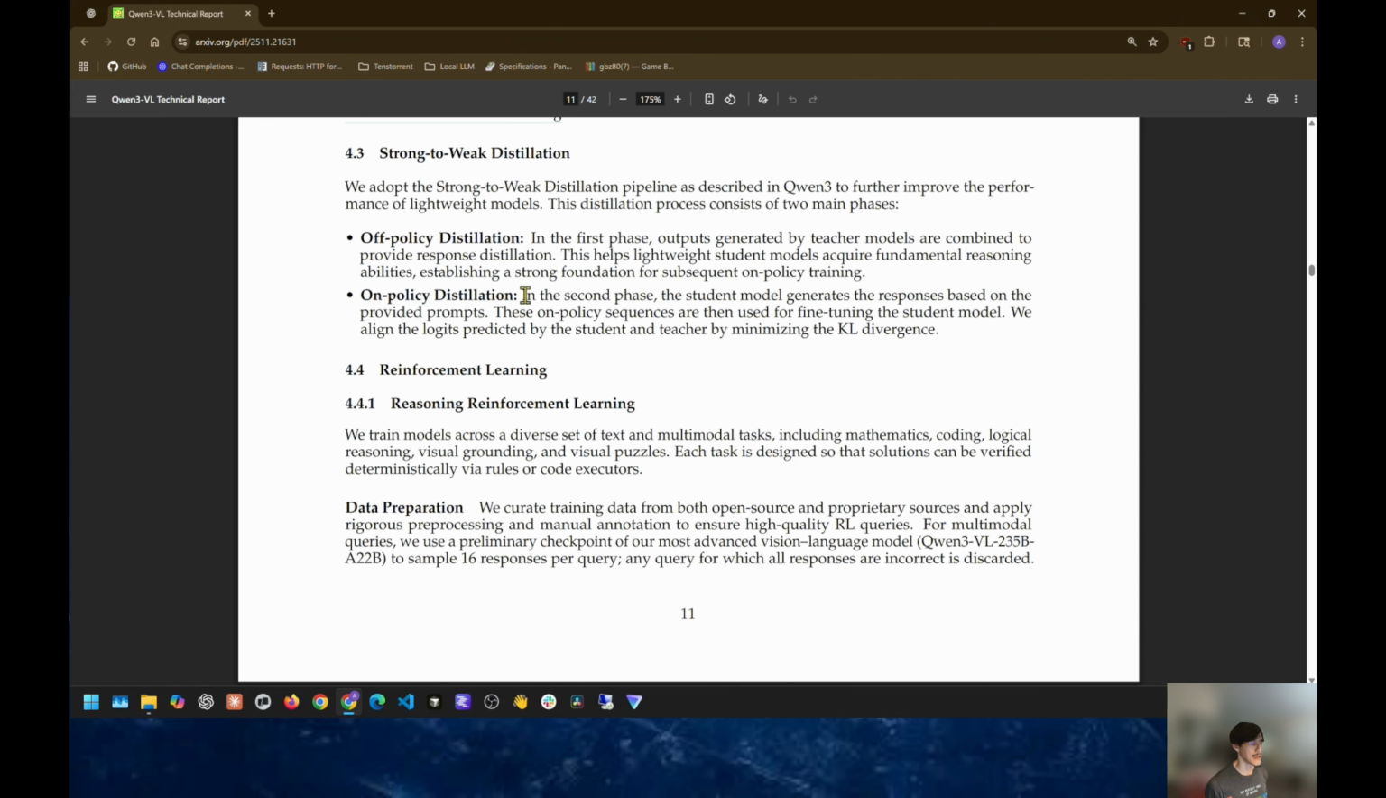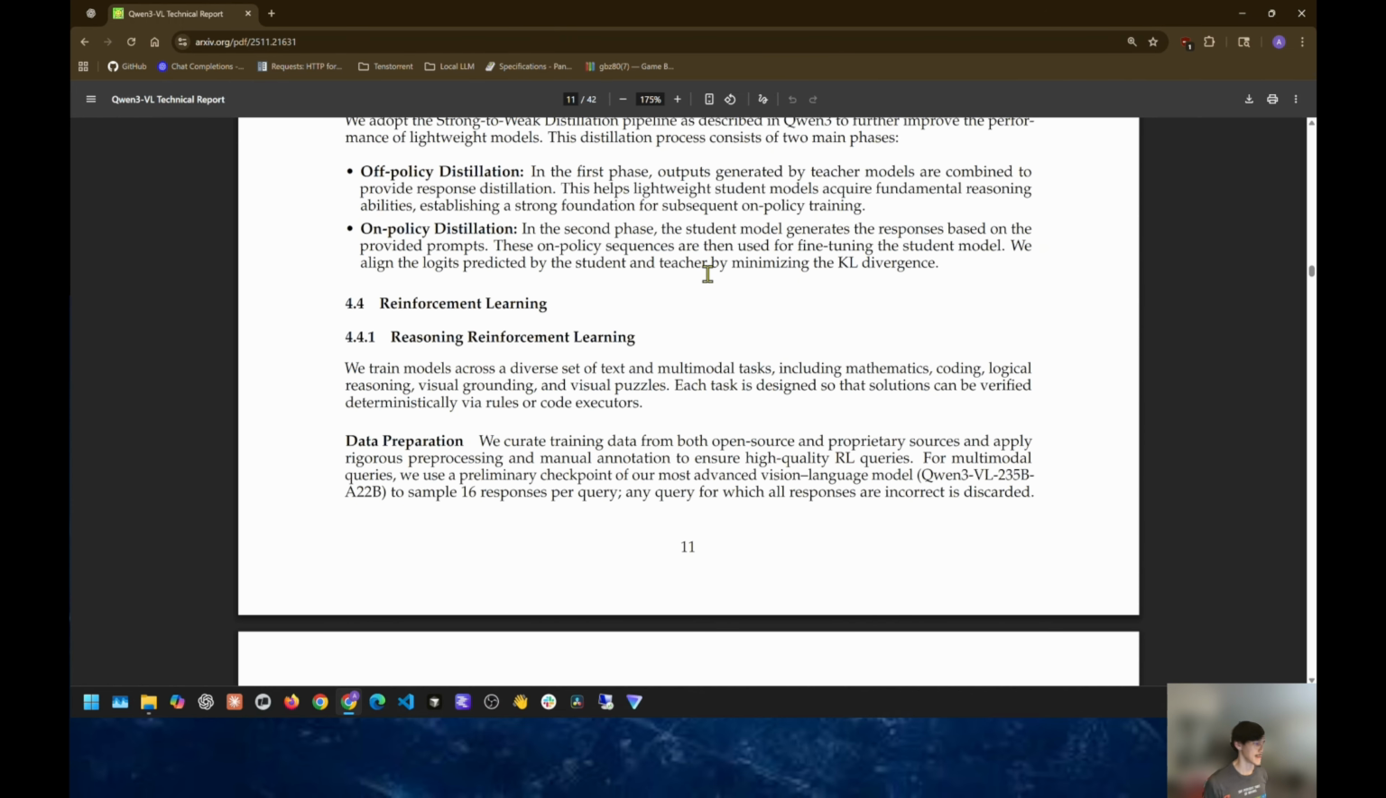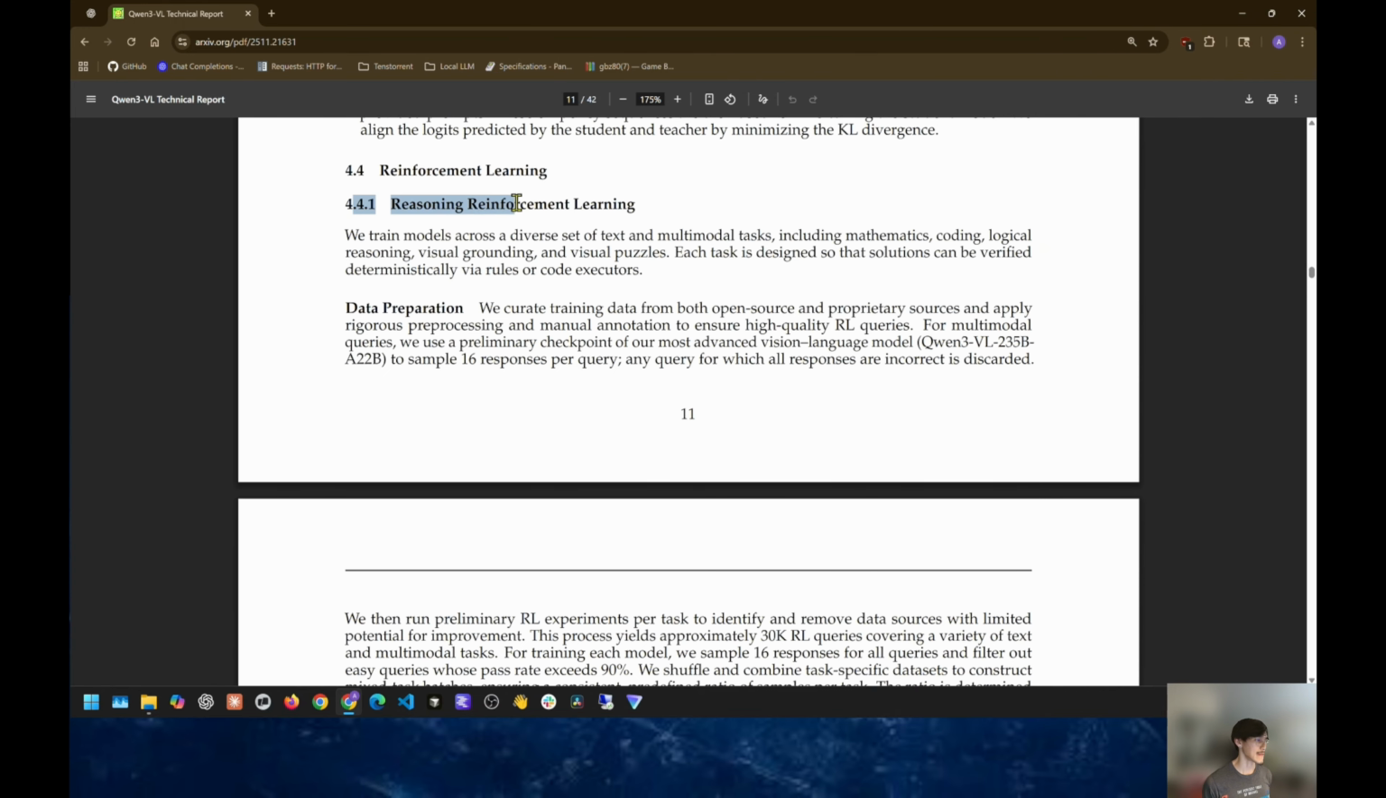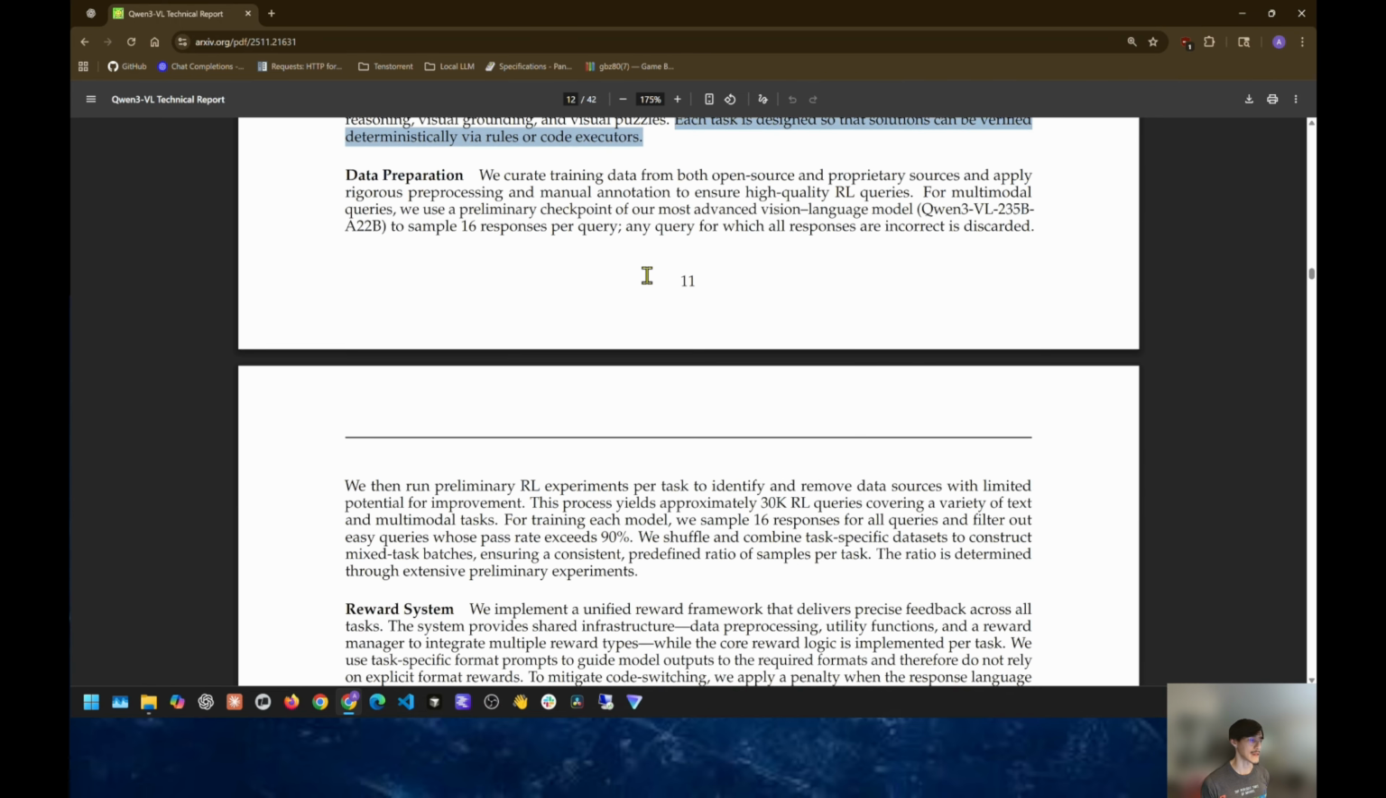On-policy distillation. In the second phase, the student model generates the responses based on the provided prompts. These on-policy sequences are then used for fine-tuning the student model. We align the logits predicted by the student and teacher by minimizing the KL divergence. Reinforcement learning. Reasoning reinforcement learning. We train models across a diverse set of text and multimodal tasks, including mathematics, coding, logical reasoning, and visual grounding and visual puzzles. Each task is designed so that solutions can be verified deterministically via rules or code executors.